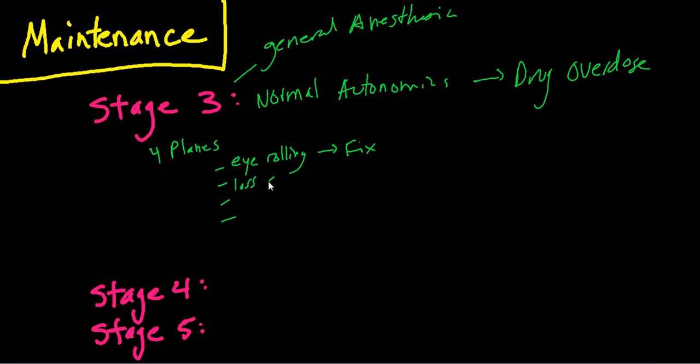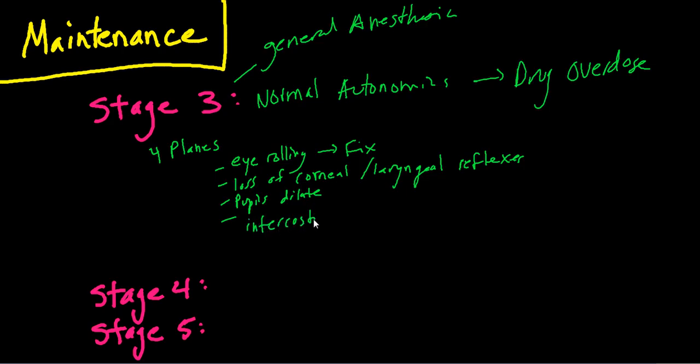You're also going to have loss of corneal and laryngeal reflexes. Sorry, I can't type, write and talk at the same time. Next, you're going to see the pupils dilate. And also see a loss of light reflex. And then lastly, during our 4th plane of stage 3, you're going to have intercostal paralysis. And you'll see short, shallow abdominal respirations.